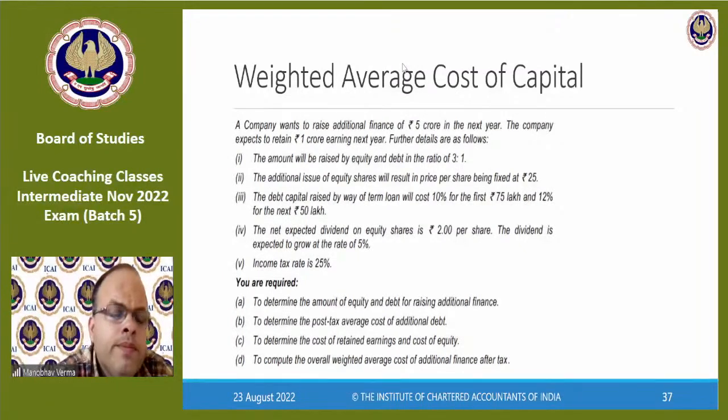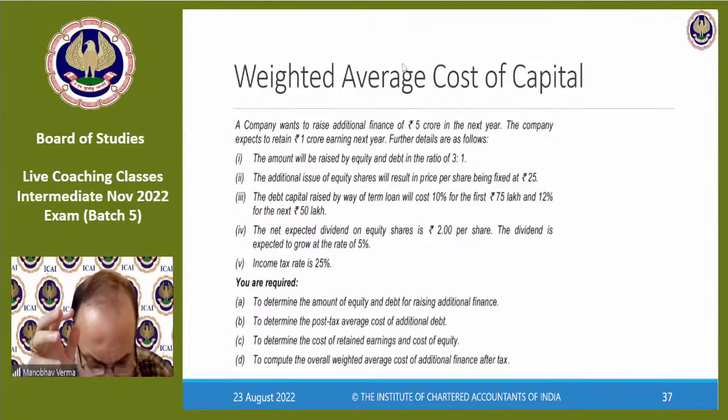Okay, so let's see this question. A company wants to raise additional finance of 5 crore in the next year. The company expects to retain 1 crore of earnings next year. The further details are as follows. The amount will be raised by equity and debt in the ratio of 3:1. The additional issue of equity shares will result in the price per share being fixed at 25. Debt capital raised by the term loan will cost 10% for the first 75 lakhs and 12% for the next 50 lakhs. Net expected dividend on equity share is also given. The dividend is expected to grow at a 5% growth rate, and the income tax rate is 12%.